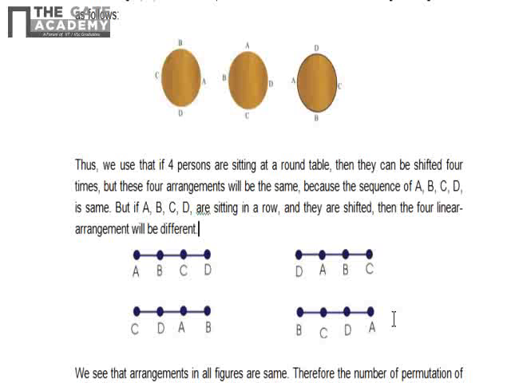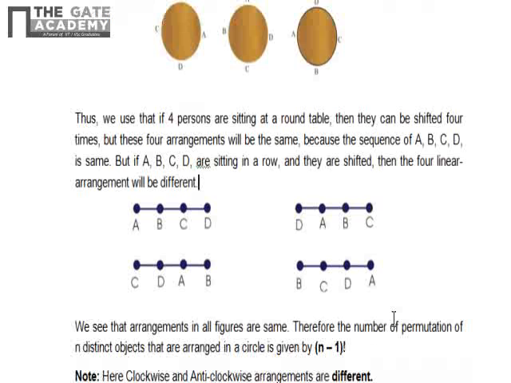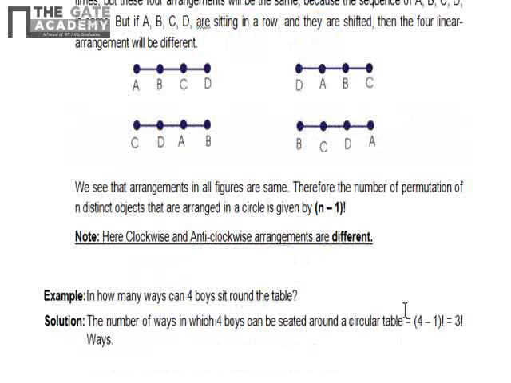That means in circular permutation there is repetition of the arrangement, so we have to subtract 1. So always, if there are n objects, then the linear arrangement will be n factorial, but for the circular it will be n minus 1 factorial because there is a lot of repetition. Here you have to remember that clockwise and anti-clockwise arrangements are different. A B C D clockwise and A B C D anti-clockwise will be different.